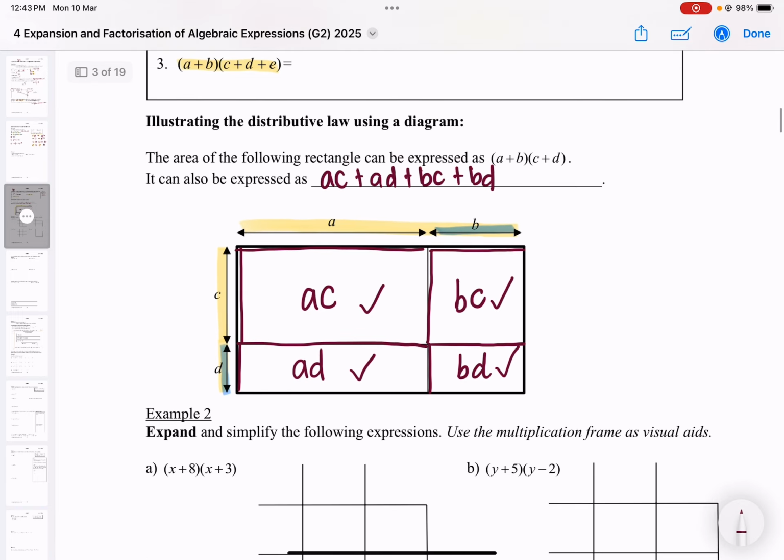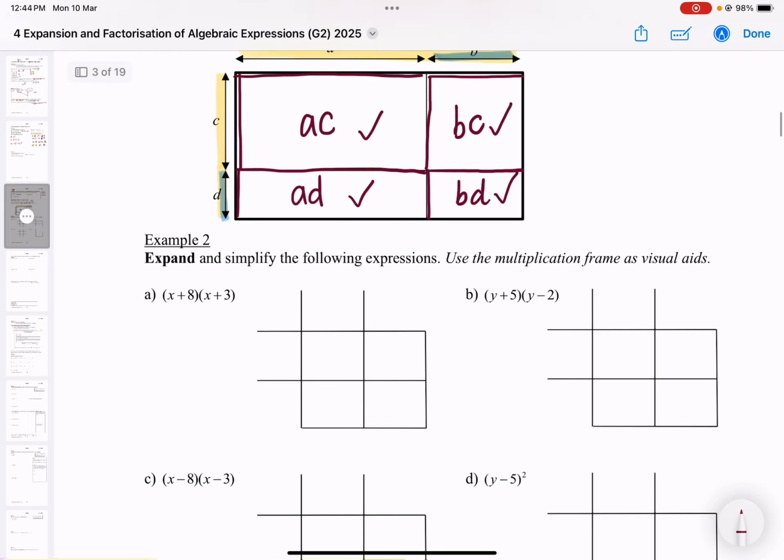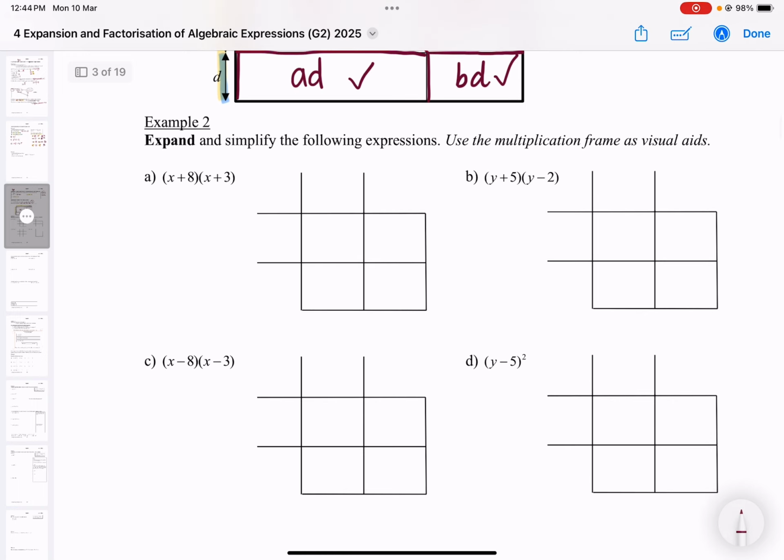Now, we may not always draw this rectangle to do this question. So basically what we need to do is to apply this distributive law immediately. Okay, but in case you need a visual, we can also consider using this multiplication frame. I'll go through one example on how this multiplication frame can be used. So instead of drawing out the rectangle, you just draw out this frame and then fill in the values here. So this is as if it's your side of the rectangle where x and 8 are added together. And this is another side of the rectangle where x and 3 are added together.